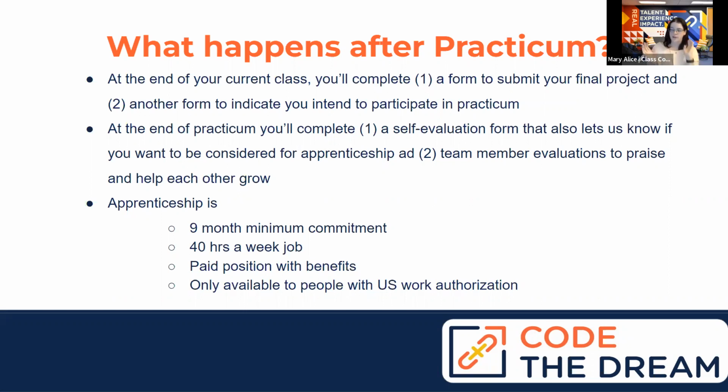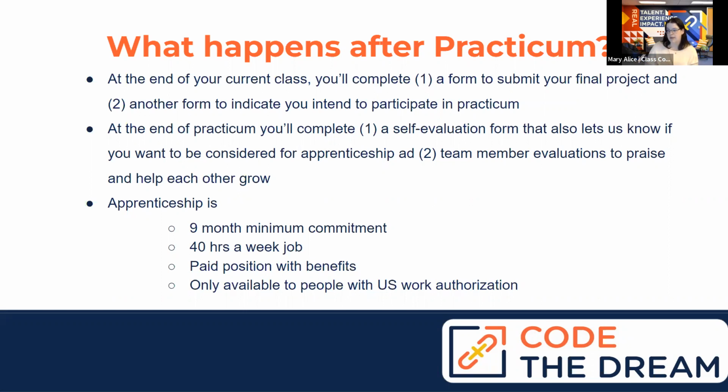Okay, so after class, after practicum, if you are accepted into the apprenticeship program, it's a 9-month minimum commitment, but it is offered for 1 full year. It's a 40 hours a week job. It is remote. There'll be certain times during the week when you'll have to meet with your project team. So you will have some standing meetings that you do have to attend. Most of them are within the sort of 9 to 6 p.m. East Coast time frame.